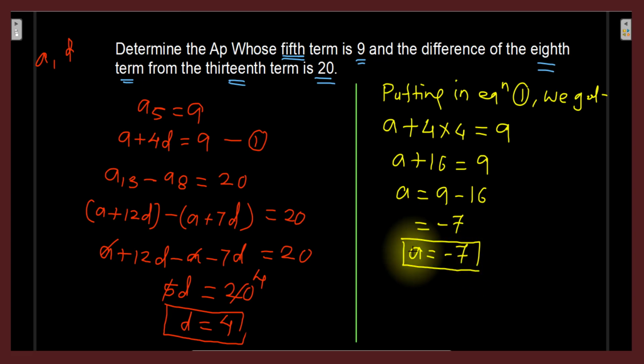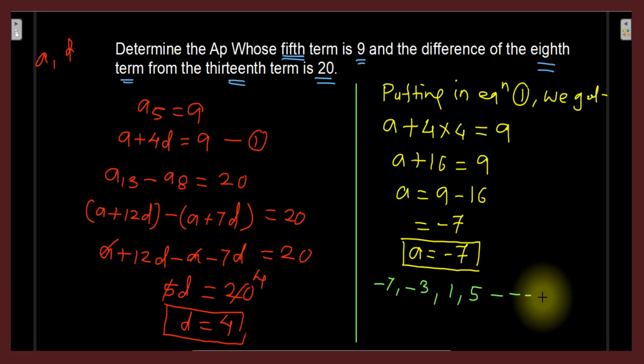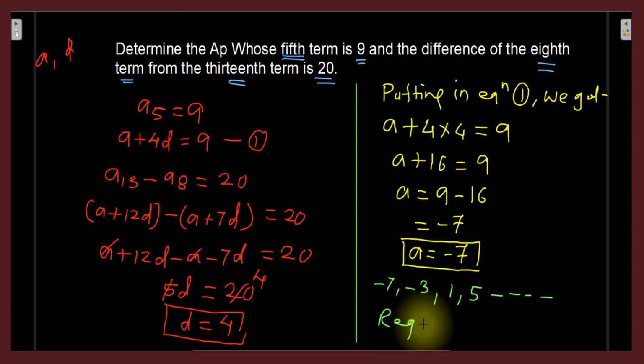Now once you have got A and the common difference, you can write the arithmetic progression. Here the first term is minus 7, then the second term will be minus 7 plus 4, that will be minus 3, then minus 3 plus 4, that will be 1, and then 1 plus 4, that will be 5, and so on. So this is the required AP: minus 7, minus 3, 1, 5, 9, and so on is the required arithmetic progression.